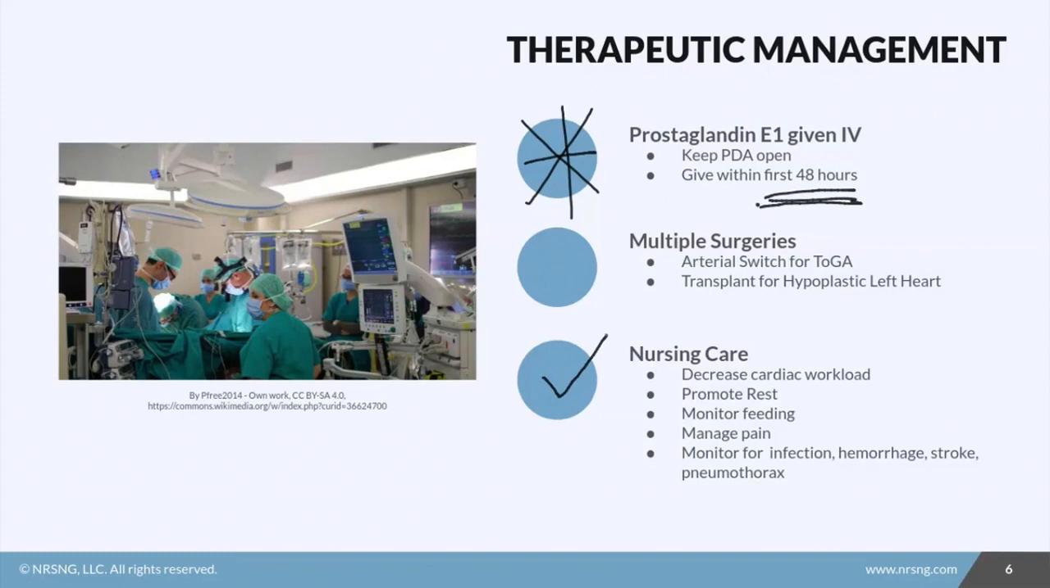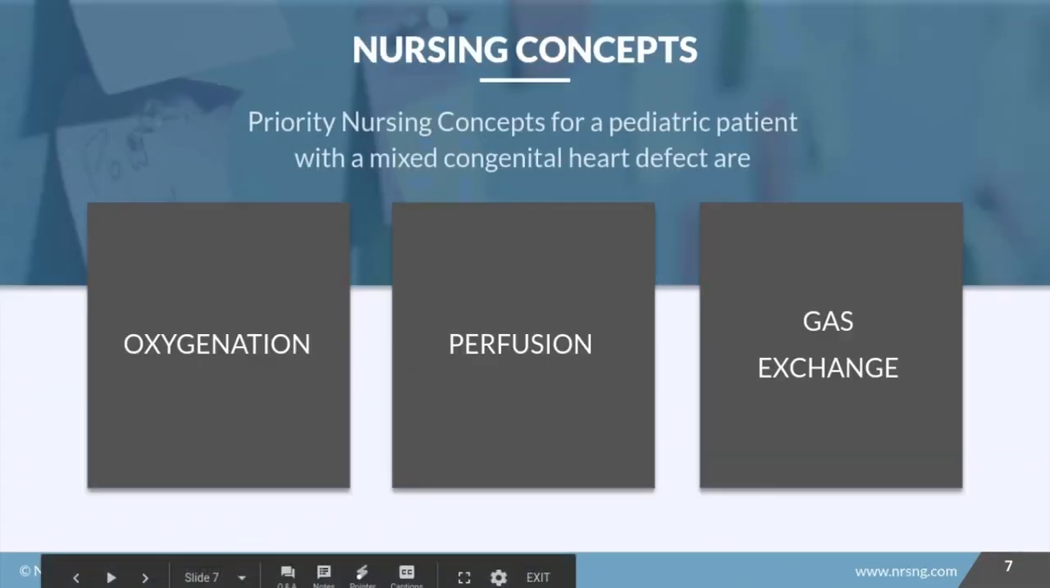As we've talked about, when a kid is eating, that's kind of like an exercise stress test. It's really a lot of work. So a lot of our nursing care centers around managing that. We've got a lot more details on that in the congenital heart defects lesson, so check that out for more on nursing care. The complications you want to be on the lookout for after major heart surgery are infection, hemorrhage, stroke, and pneumothorax. Your priority nursing concepts for a PEDS patient with a mixed congenital heart defect are oxygenation, perfusion, and gas exchange.